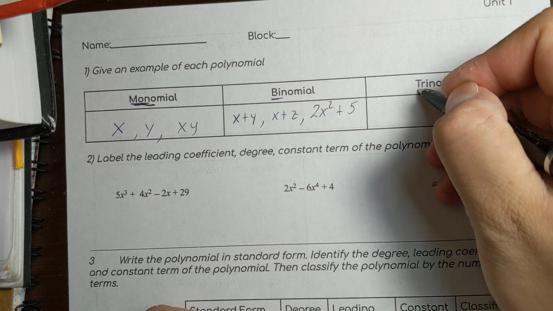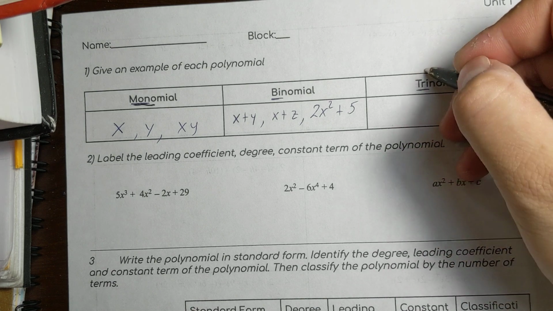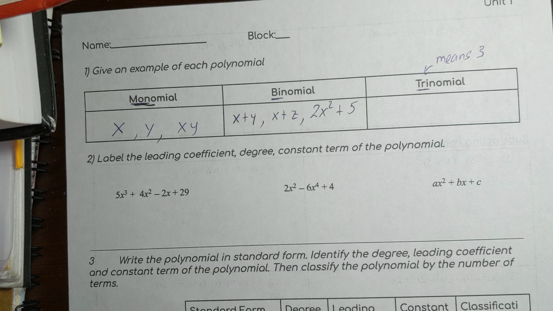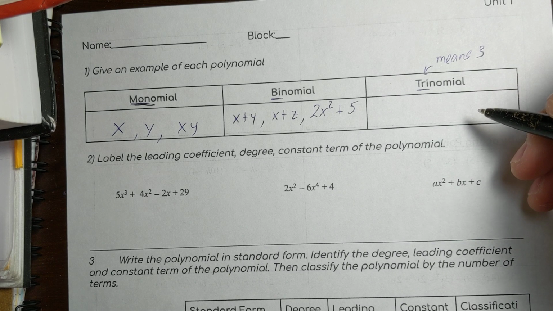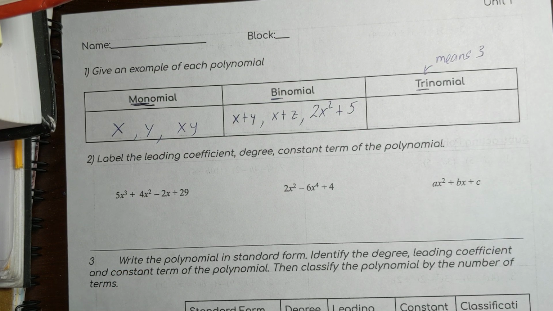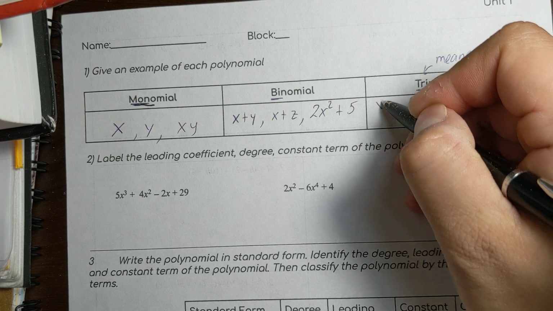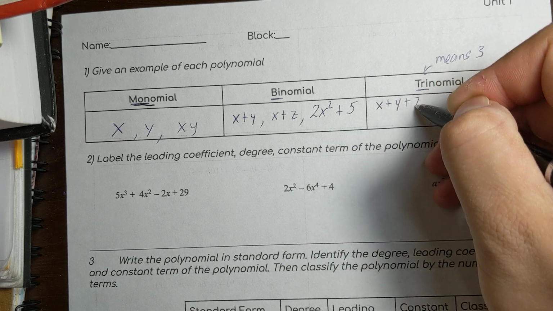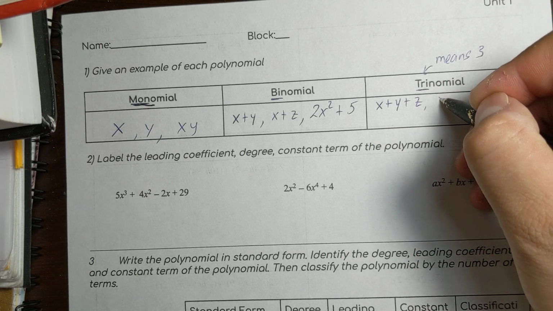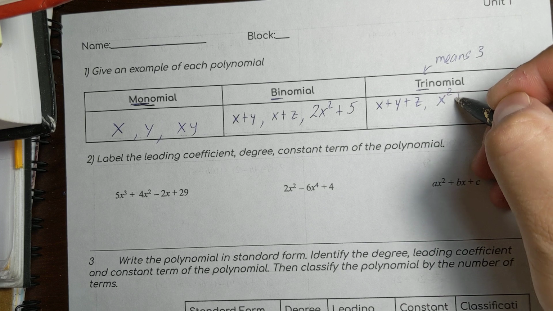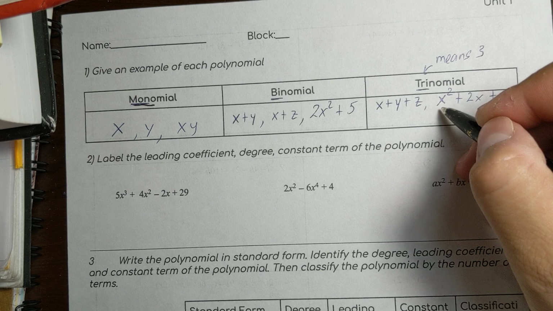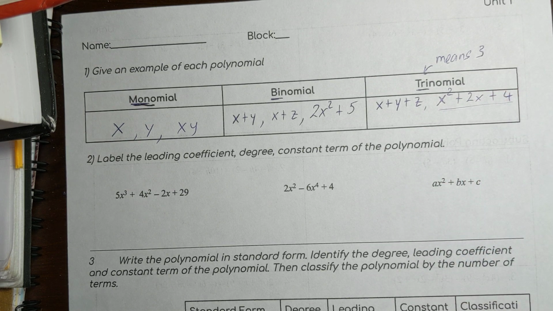Last but not least, going to be trinomial. Again, tri means 3. You should expect to have 3 terms. Each term is going to be separated by an adding or subtracting between them. For instance, x plus y plus z. Or you can have something like x squared plus 2x plus 4. We see this term a lot, especially in math 2.